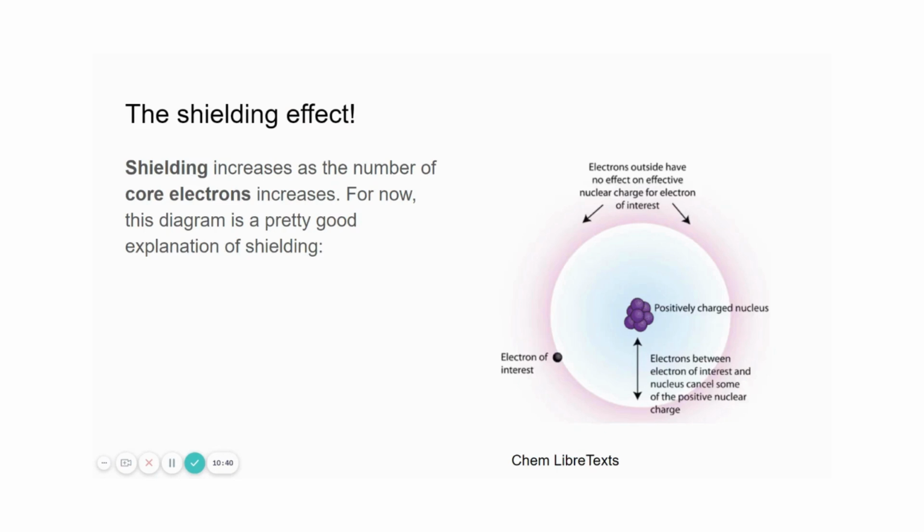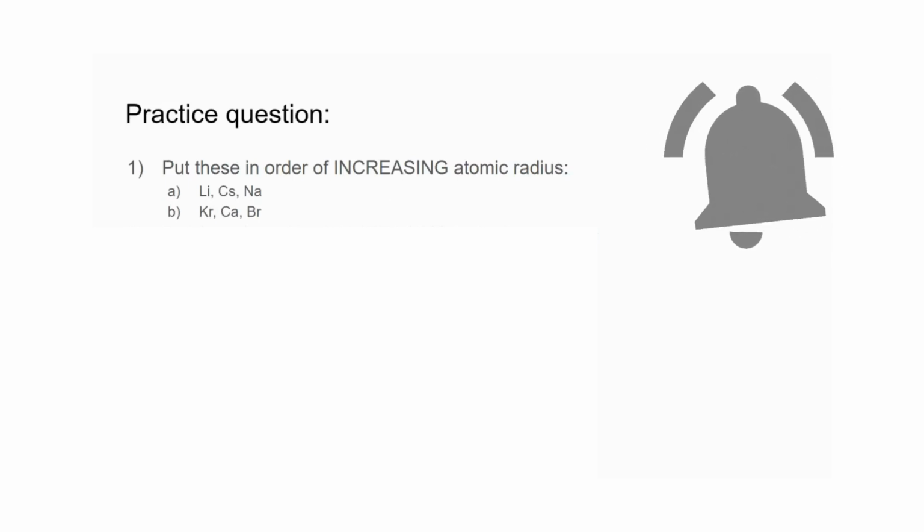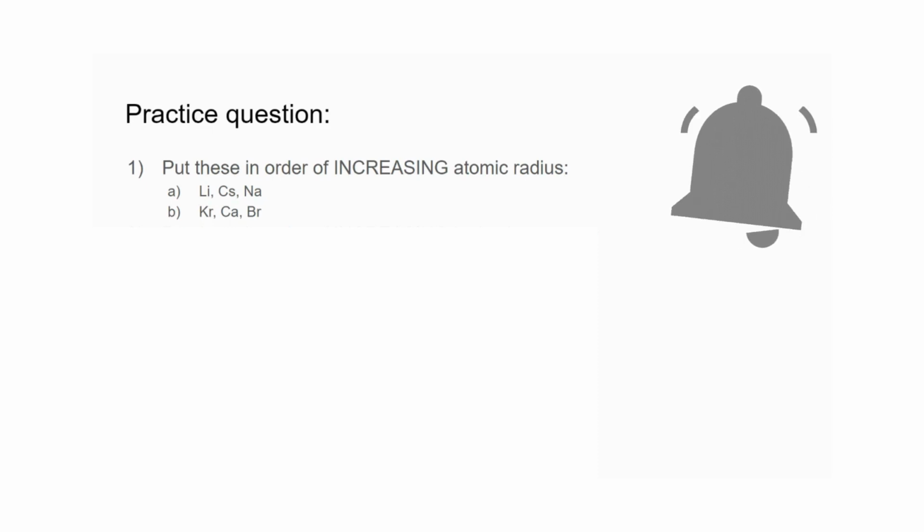Essentially, the idea behind shielding is something we'll explore more in class, but shielding increases as the number of core electrons, and therefore the number of energy levels, increases. For right now, honestly, all I want you to do is copy down this diagram. It's a really helpful diagram for explaining shielding. We will explore shielding more in class. Okay, so your practice question, pretty simple. Using the trends that I've presented in this video, put these in order of increasing, so from low to high atomic radius.